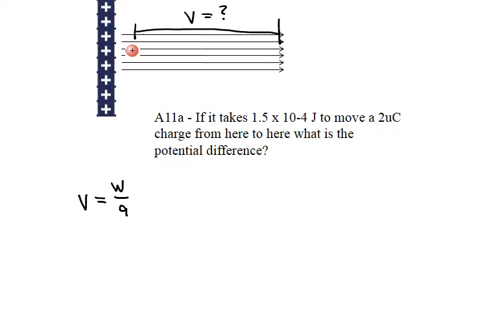Okay, so voltage is work per unit charge. That's voltage. And we divide our joules by the coulombs here, so that would be 75 volts for the movement from one side to the other.